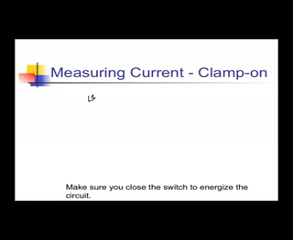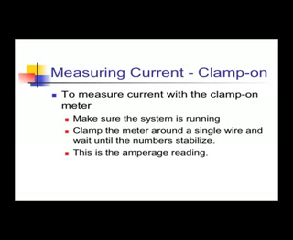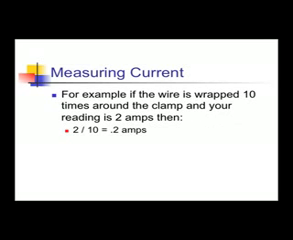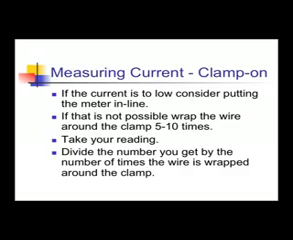To measure current, the first step is determining which method you want to use. If it is possible, use the clamp for higher currents. You can also, for low currents, put the meter in line with, or in series with, the circuit. To measure current with the clamp-on meter, make sure the system is running. Clamp the meter around a single wire and wait until the number stabilizes. This is your amperage rating. For example, if the wire is wrapped 10 times around the clamp and your reading is 2 amps, then it's 2 divided by 10, or 0.2 amps.